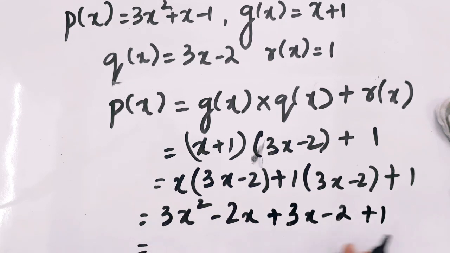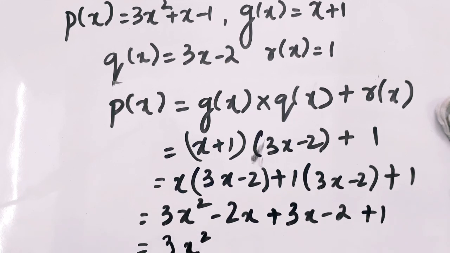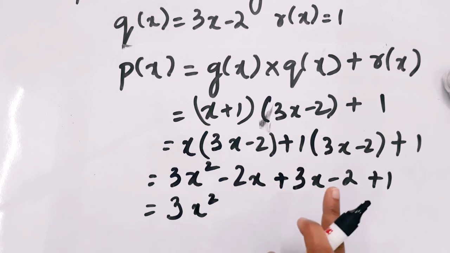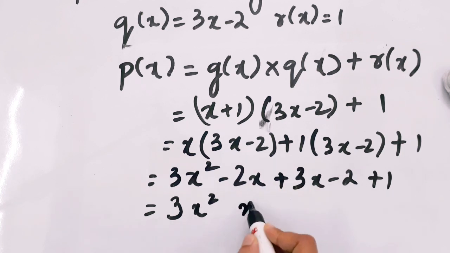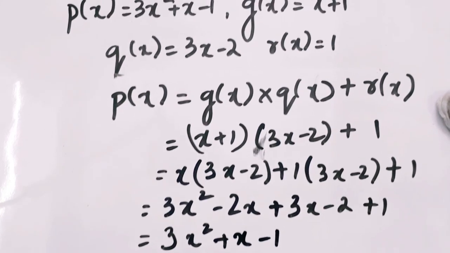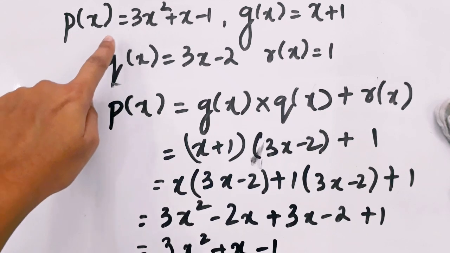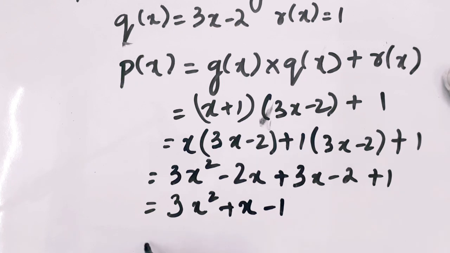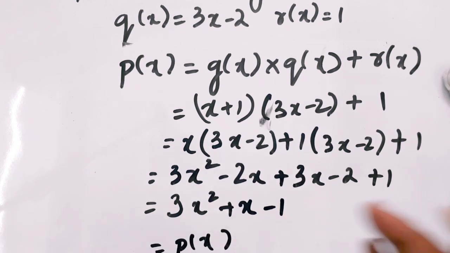Now in the entire expression, I don't have any other term related to x square, so I'll write 3x square down. Minus 2x plus 3x: 3x minus 2x will give me x with a positive sign because this is the greater number. And minus 2 plus 1 is minus 1. This is equal to my dividend, which is p of x, right? 3x square plus x minus 1. So this is equal to my p of x. So I can say that my RHS is equal to LHS. So this is verified here. Whatever division I have done, it is correct.